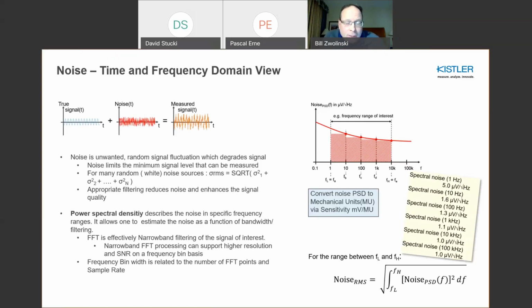And for sure, FFTs are extremely helpful in our analysis because they give us basically a bank of narrowband filtering where we can really optimize on bin widths based on sample rates and number of FFT points and so forth, to get, say, favorable signal to noise ratio on a bin basis and perhaps even support higher resolution of measurement for the phenomenon that is of interest.